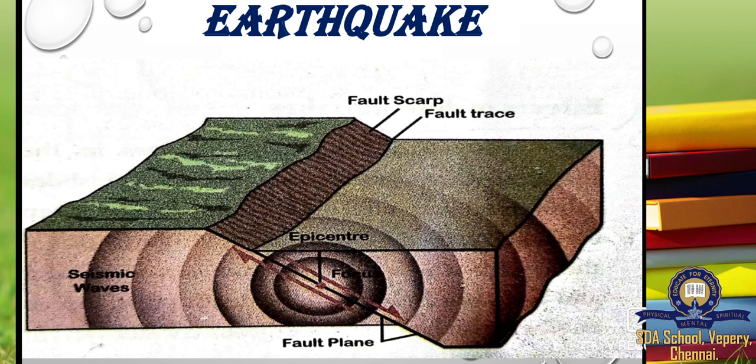The point where these vibrations originate is called the focus of the earthquake. The point on the earth's surface directly above the focus is called the epicenter of the earthquake. From the focus, the earthquake vibrations travel in different directions in the form of seismic waves. The earthquake waves are recorded by an instrument known as a seismograph. Yes, to measure the earthquakes that occur, there is an instrument called a seismograph.